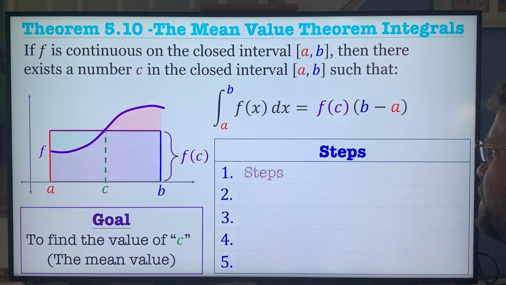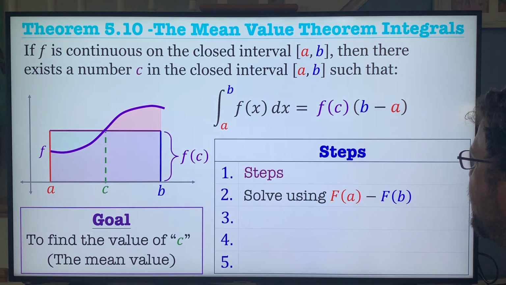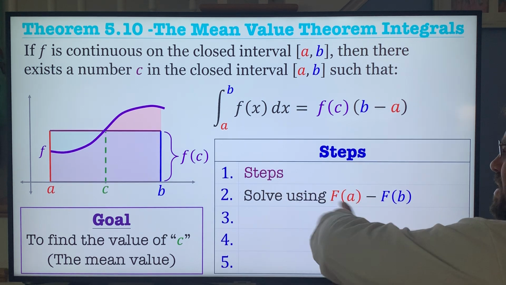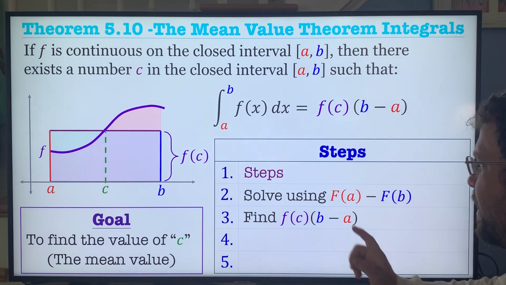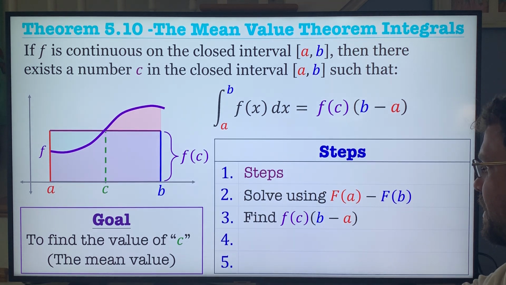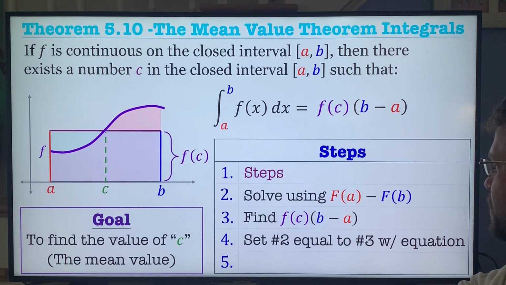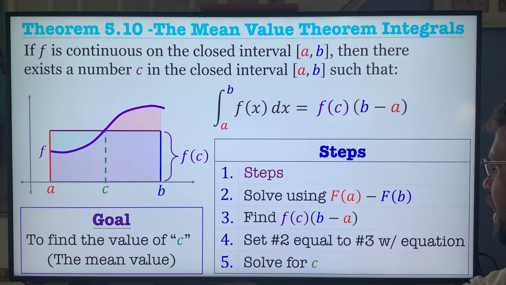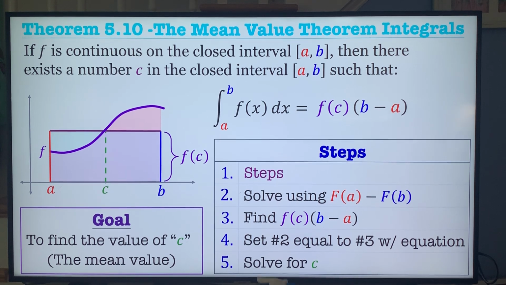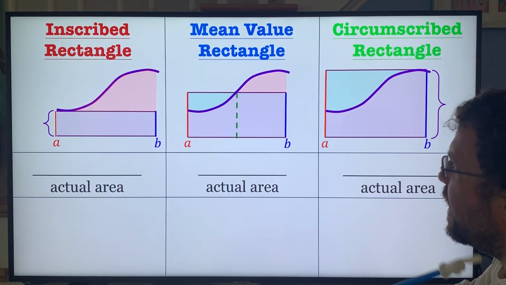All right, so step 1. Oh, why did I put steps there? That's weird. Solve, this should say integrate. I don't know why that says steps again. Solve using f of b minus f of a. Find f of c times b minus a, all right? Set number 2 equal to number 3. So you're going to set these two things equal to each other and solve for c. It's so weird that I wrote the word steps there. It should say f of c. I got to fix that.